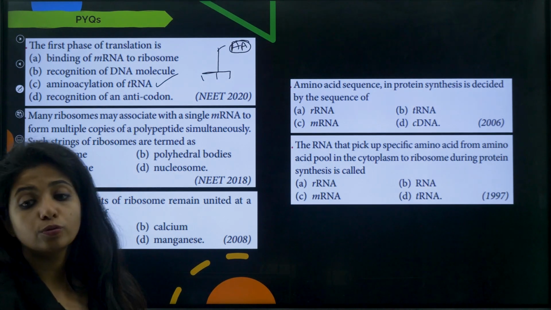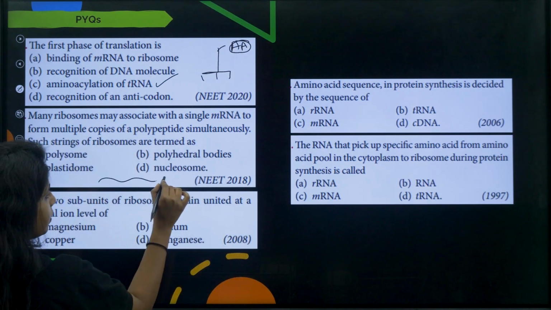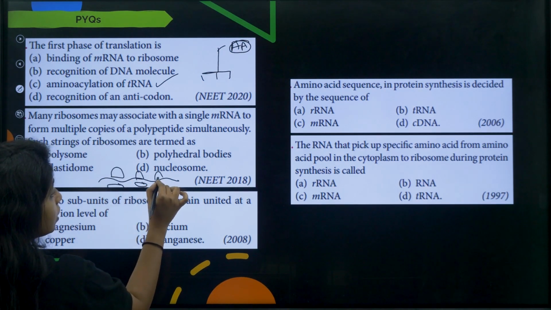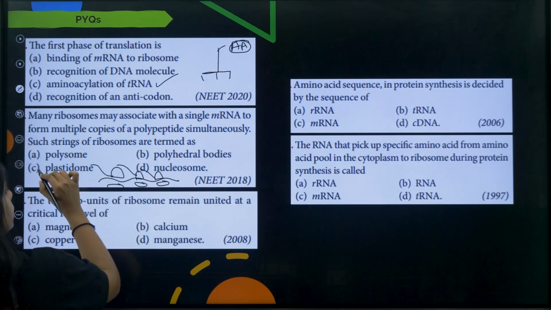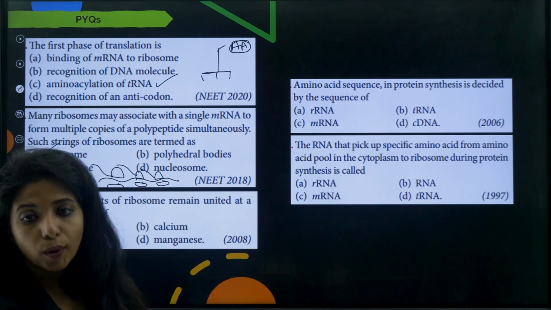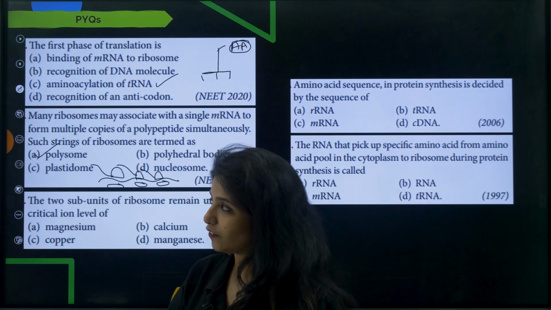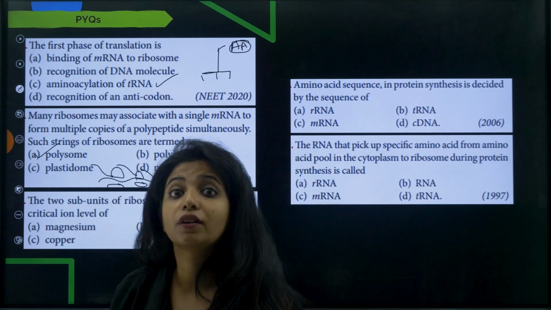Second thing, many ribosomes may associate with a single mRNA to produce multiple copies of a polypeptide simultaneously. Such strings of ribosomes are termed as what? So basically in one particular mRNA there will be so many ribosomes coming together, because we need the formation of so many proteins. This structure that you see is known as a polysome. What do you call it? Polysome. Different types of questions are formed around it, so you have to prepare yourself really well. I will be asking it in the mock test in a different way.